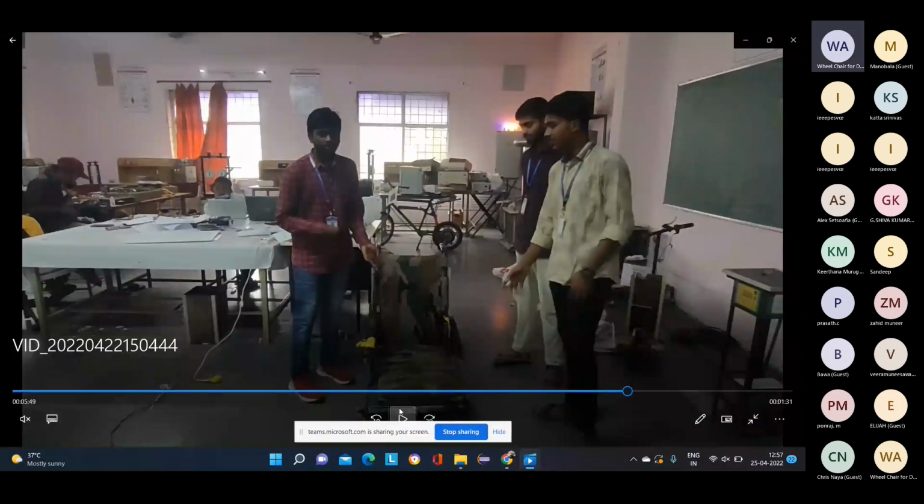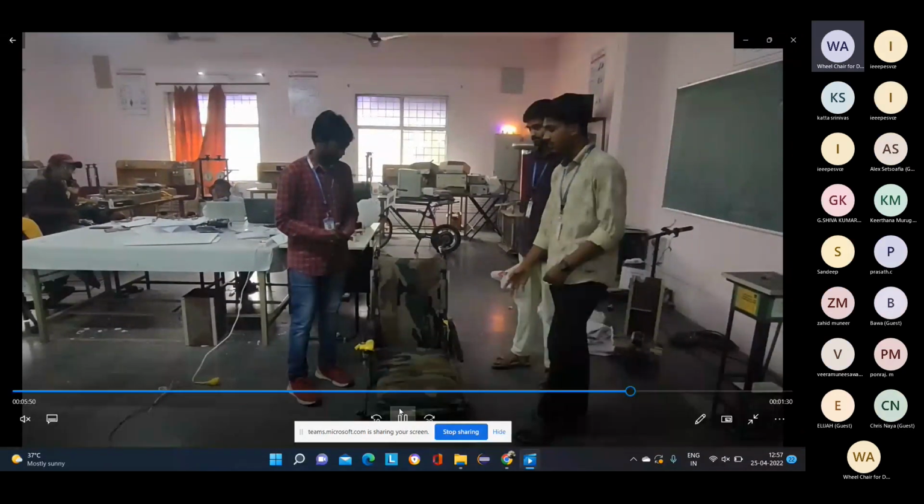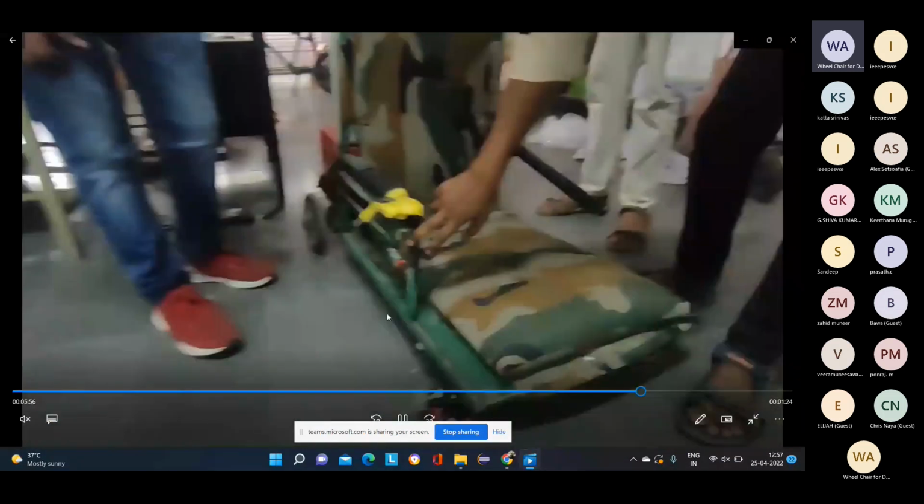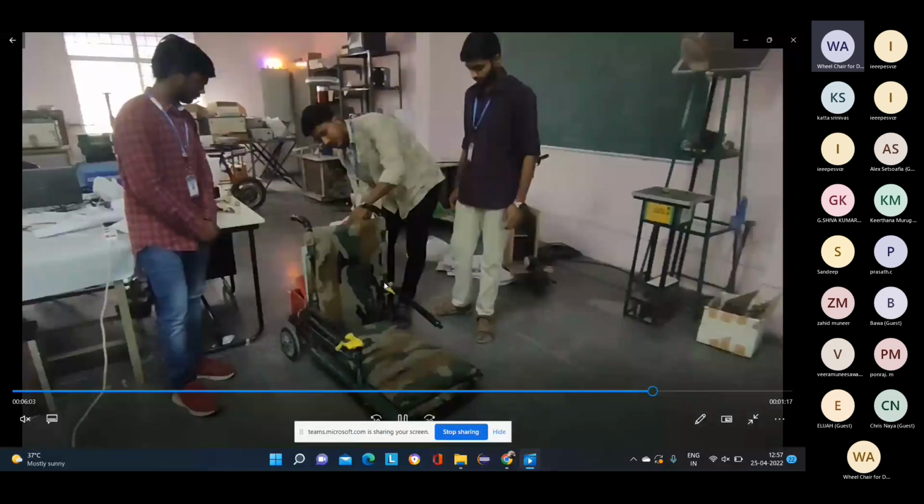So here is the working of the wheelchair. Here, as I am showing, these are the switches to turn on the power supply for the wheelchair. As we turn on the switches, we can see that the power supply is provided to the wheelchair already. The Arduino Uno is turned on, as we can observe here. And now the wheelchair is provided with this supply.